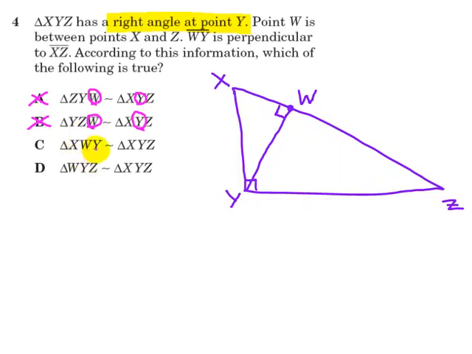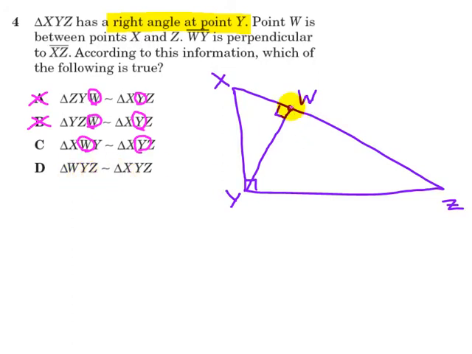Next one, XWY. That's this little guy over here. And the right angle is at W. And we're looking at XYZ. And the right angle is at Y. So this is a possibility because the right angles are in the same location. So let's go on and look at this next similarity statement.